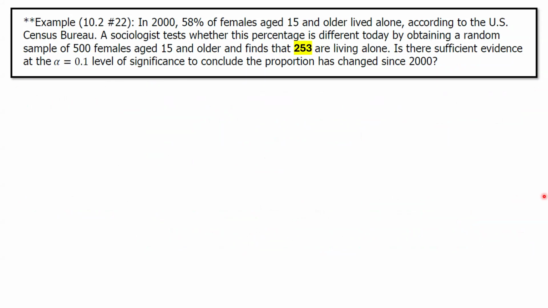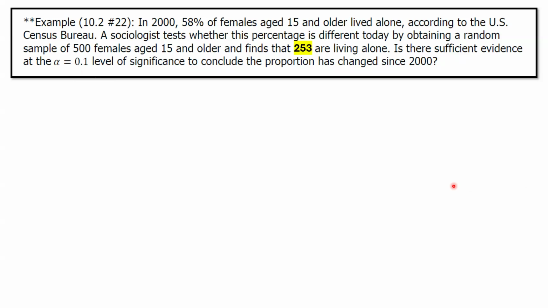In 2000, 58% of females aged 15 or older lived alone, according to the U.S. Census Bureau. A sociologist tests whether this percentage is different today by obtaining a random sample of 500 females aged 15 and older and finds that 253 are living alone. Is there sufficient evidence at the alpha equals 0.1 level of significance to conclude the proportion has changed since 2000? Note, it's 0.1, not 0.01.